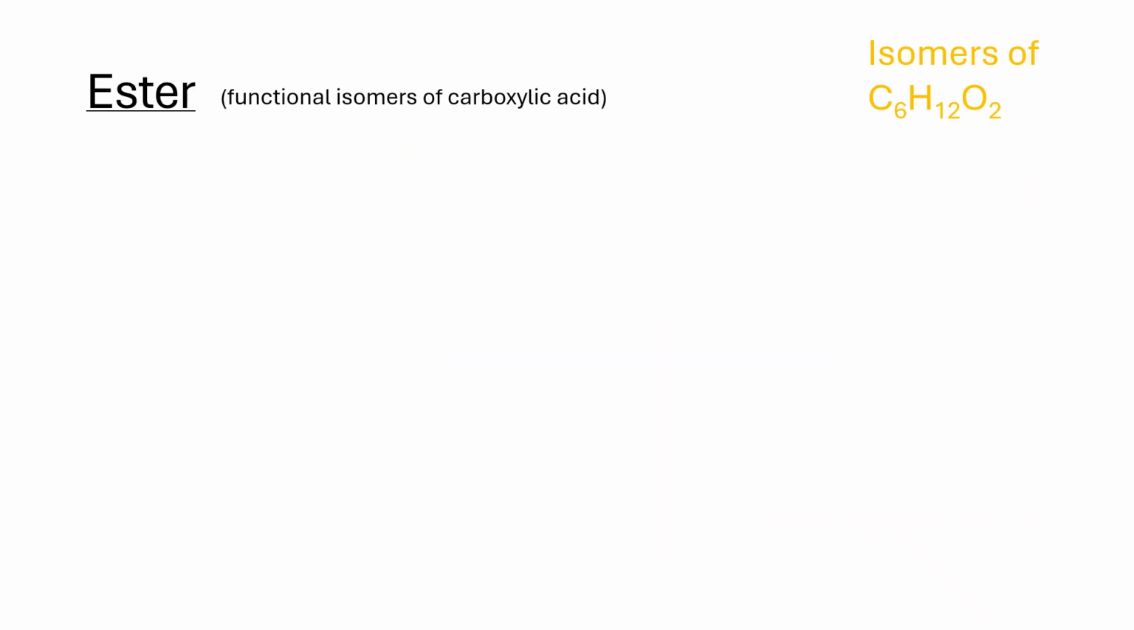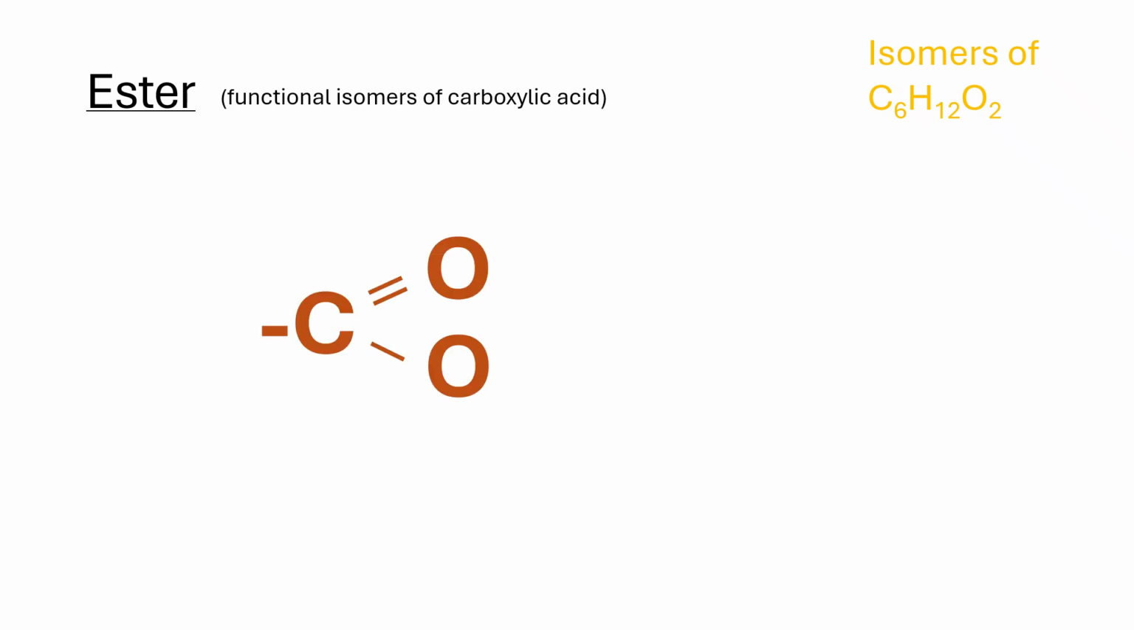Now I think you have mastered the carboxylic acid. So let's move on to esters. So looking at this isomer of C6H12O2, this molecular formula looks exactly the same as carboxylic acid, which means esters are functional isomers to carboxylic acid. This means they've got the same number of each type of atoms, 6 carbons, 12 hydrogen, and 2 oxygens, but they differ in functional groups, so they are examples of functional isomers.